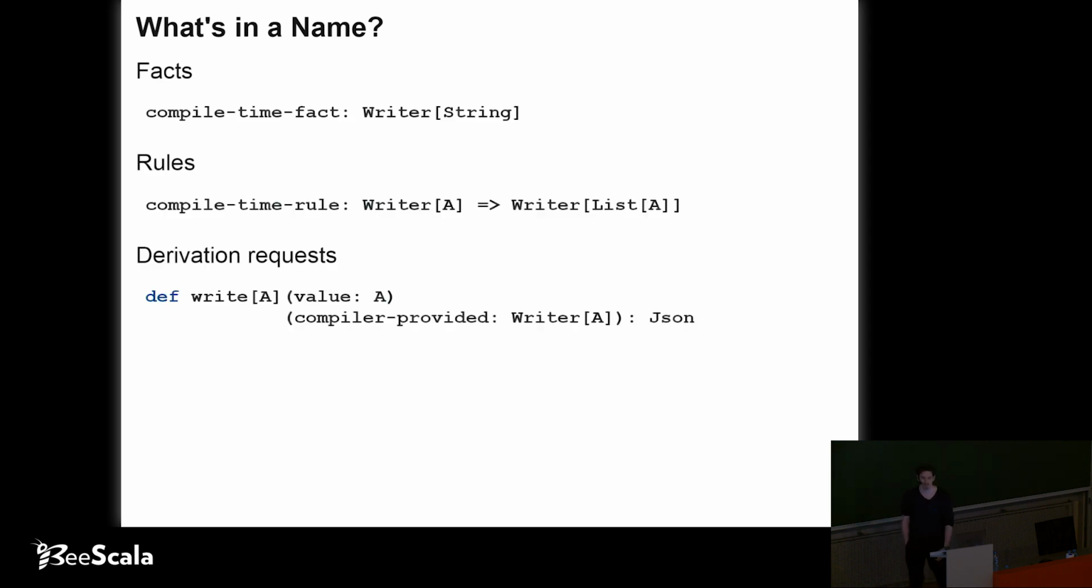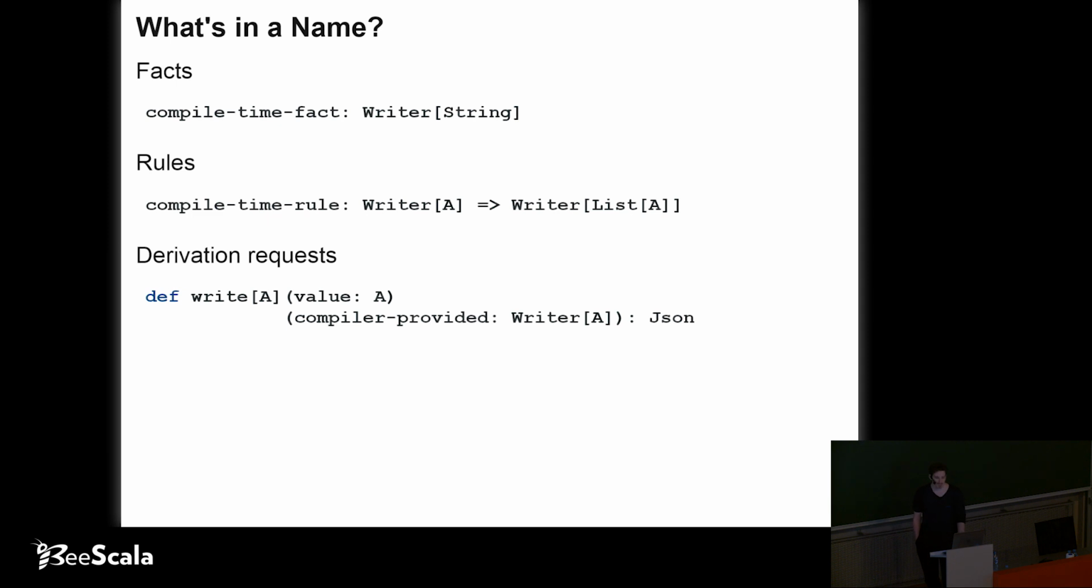We'll have compile time facts, like a fact about writer of string. We'll have compile time rules, which are rules from some value into another value. And we have derivation requests, where we actually get a compiler-provided value. With this terminology, it becomes more apparent that we're communicating with the compiler. We're teaching it about new rules and facts, and it can combine them in useful ways and provide values for us. All this is maybe a bit abstract, so let's look at some code that does something.